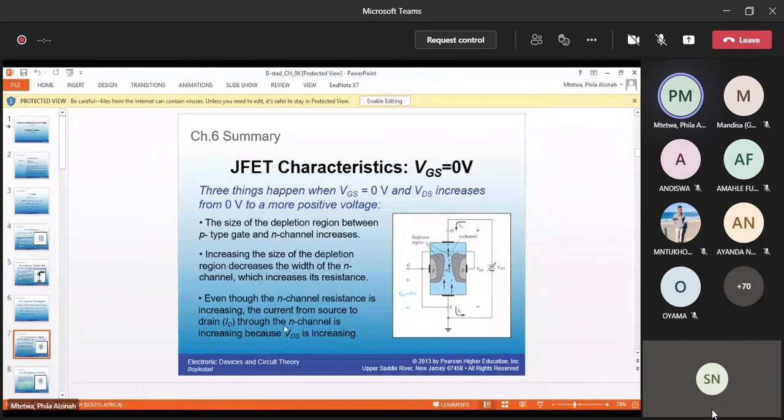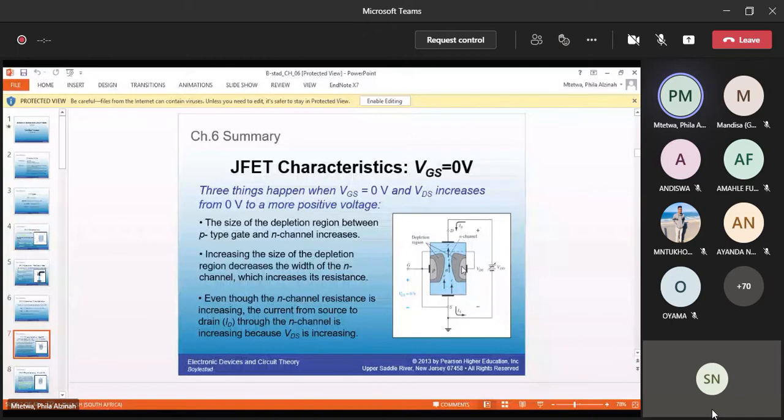VDS is here. By increasing VDS, you'll find that the current still increases because you're getting your negatives to be attracted to that positive there of the battery on your VDS. Your VDS there is positive, so you're getting your negative to be attracted to positive. So you still get current flowing, even though the resistance is increasing.